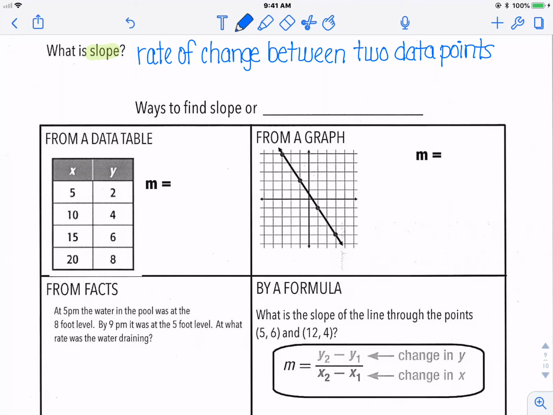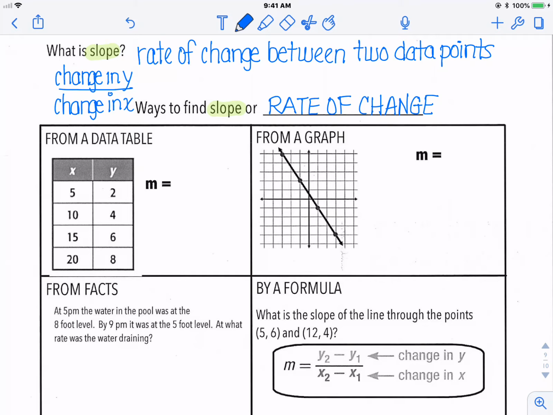And it's still going to be that change in y over that change in x. We aren't doing anything different. So anytime you see rate of change, how each value was changing, then when they say ways to find slope, you want to be thinking of ways to find rate of change. The rate lets us know that it's going to have two labels, what the y label is over what the x label is.